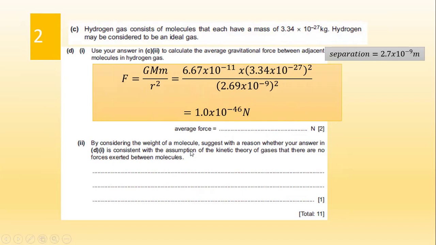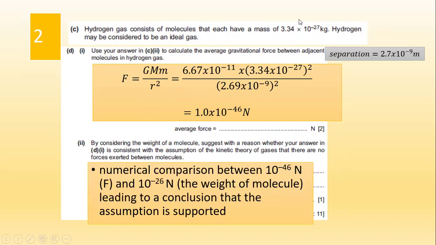By considering the weight of the molecule, we reason whether your answer in D part 1 is consistent with the assumption of kinetic theory of gases that there are no forces exerted between molecules. The force is so small, so we have to compare with the weight.